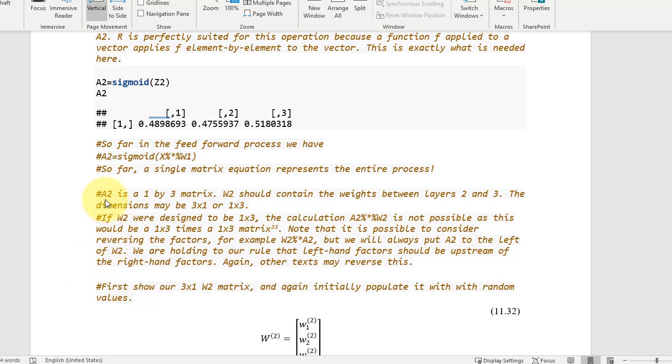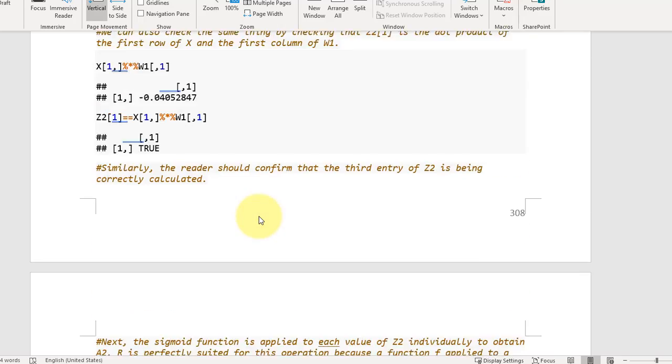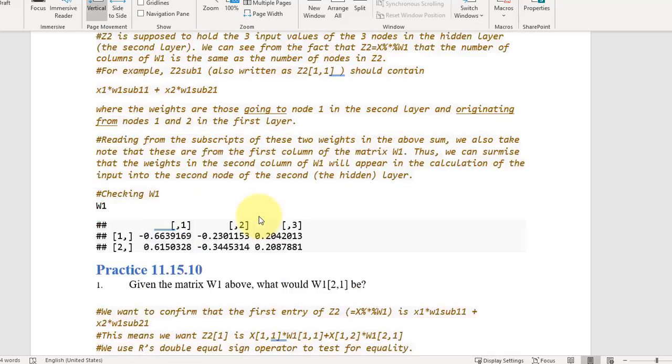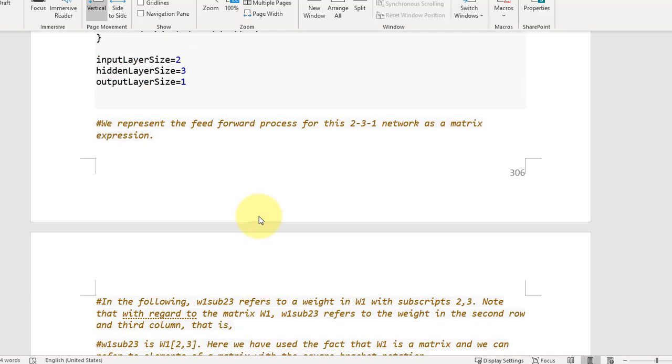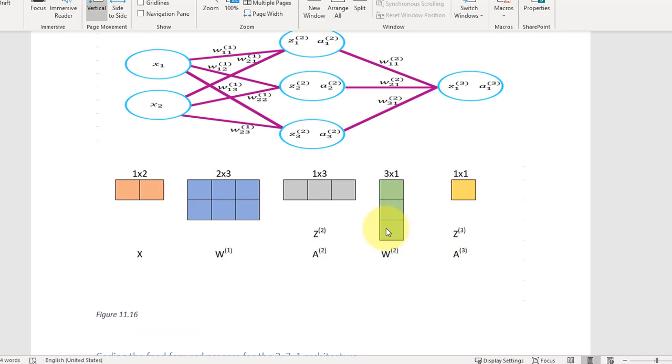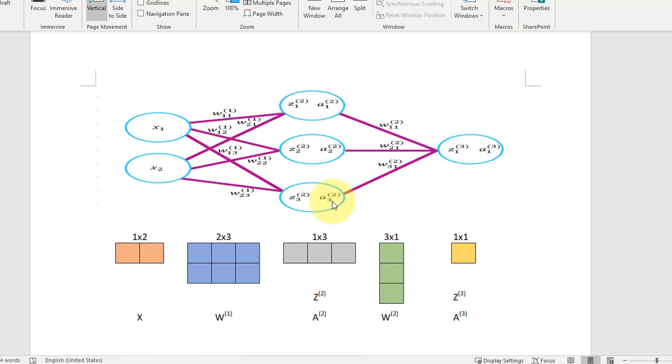Okay, so now we have A2, and next we want to take the matrix we're calling W2 here, and we have to do something with A2. So we have A2, these values here, and of course what we want to do with these weights is multiply the first element of A2 by this weight, the second element of A2 by this weight, and the third element of A2 by this weight. So let's work on that.